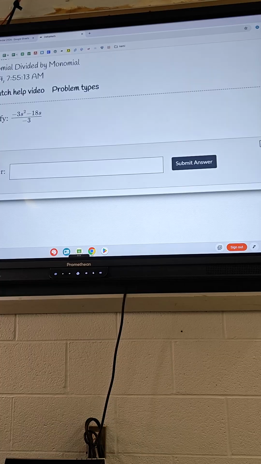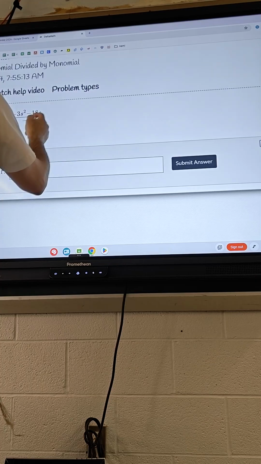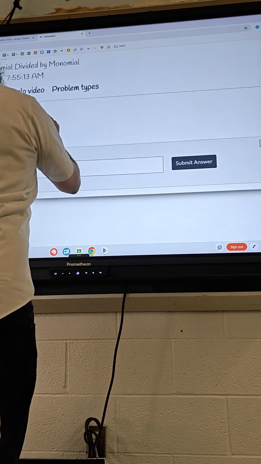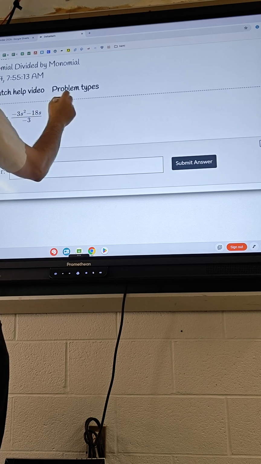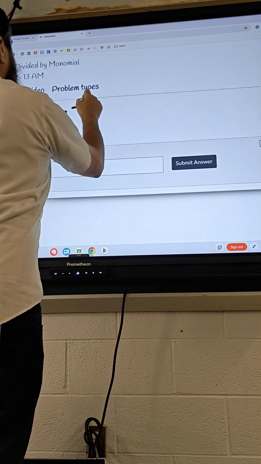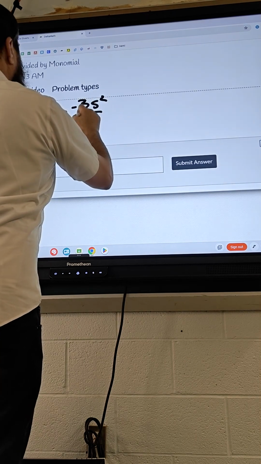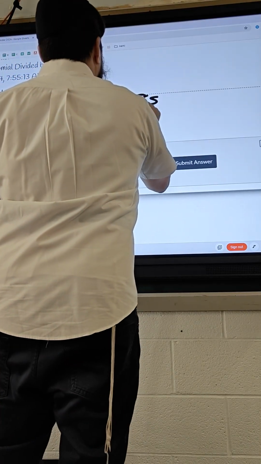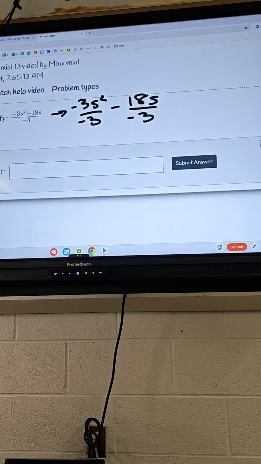Gotta fix these colors. Okay, so what some people like to do is to put each one over its own fraction. So in other words, put each one over -3. So you write this as -3s squared over -3 minus 18s over -3. They kind of separated them out. And this is totally fine.